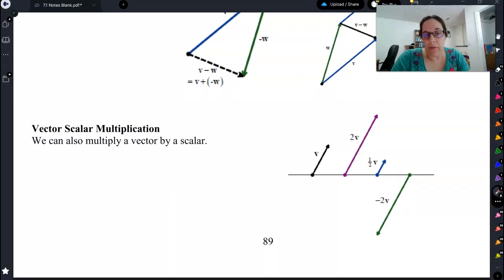We can also multiply vectors by a scalar. That changes the magnitude of the vector. It does not change the direction. So if this is V and I want 2V, I'm making the magnitude twice as long, but notice the direction did not change. I can also make it half as long, direction does not change. I can also make it go in the negative direction, but remember, see how that still doesn't change the direction, it's just making it go the opposite direction.